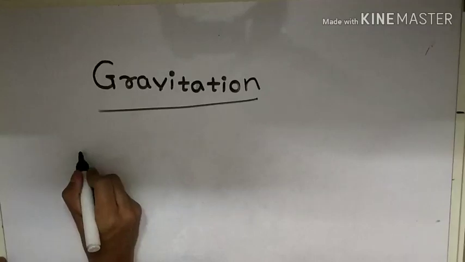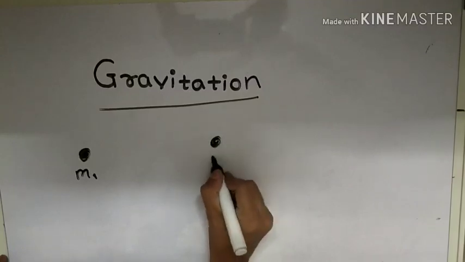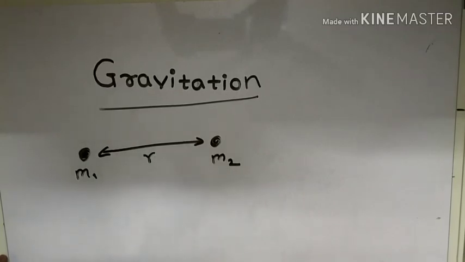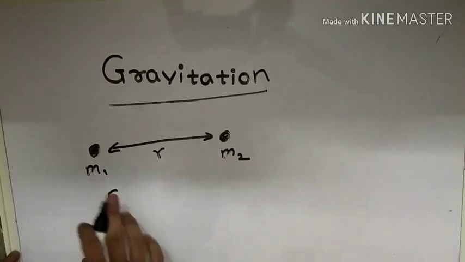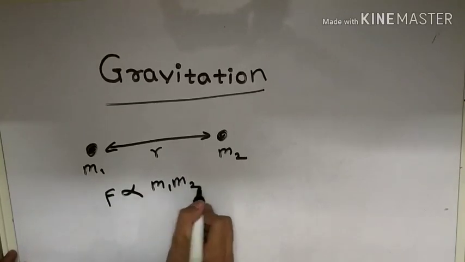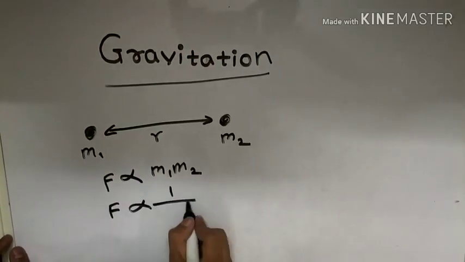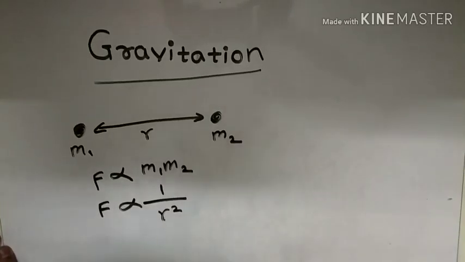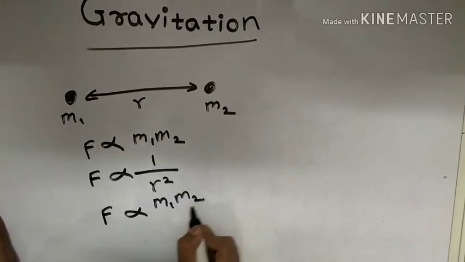Consider two bodies having masses m1 and m2. Let r be the distance separating these two bodies. Then F, which is nothing but the gravitational force between these two bodies, is proportional to m1 into m2, that is the product of their masses, and also F is inversely proportional to the square of the distance between them. We can combine these two equations as F is proportional to m1 into m2 upon r square.